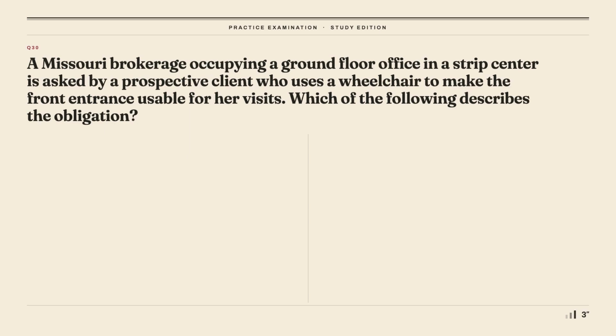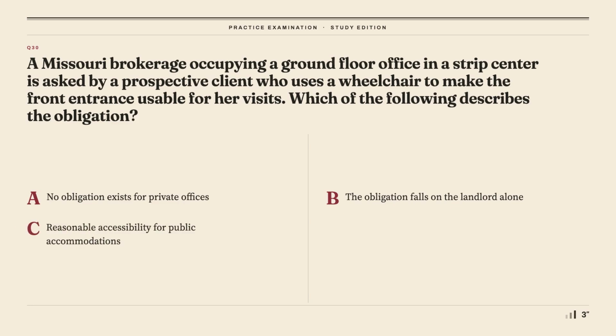Your options are: A. No obligation exists for private offices. B. The obligation falls on the landlord alone. C. Reasonable accessibility for public accommodations. D. Full reconstruction of the building is required. Which would you go with? Lock it in before the reveal.